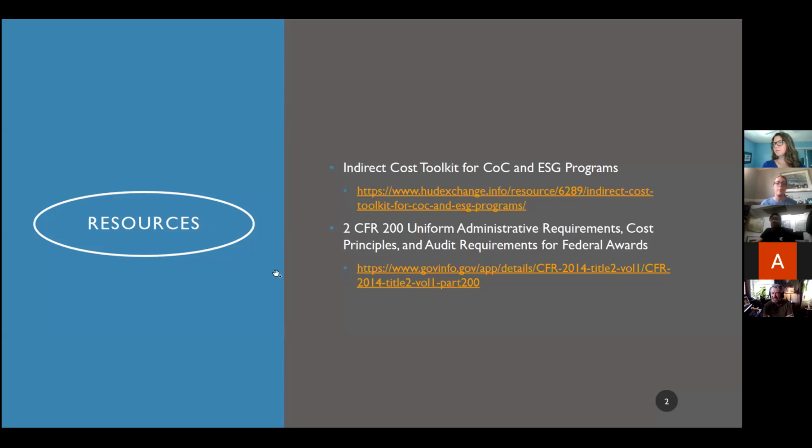If you have not seen this indirect cost toolkit, HUD issued that sometime this spring. And it really, for the first time, although folks have been able to claim indirect costs on these CoC grants for some time, this is the first time HUD provided any clarification about that process. And so it's a very, very useful tool. And not only that, it's sort of a governing tool for our process as well.